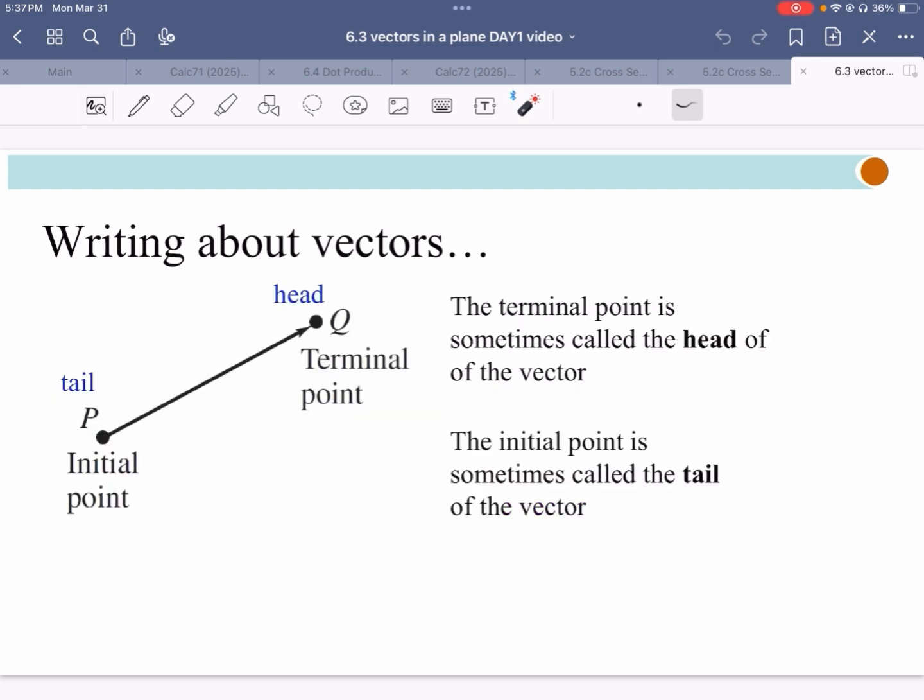Again, when we're writing about vectors, the initial point is sometimes called the tail of the vector, and the terminal point is sometimes called the head of the vector. Sometimes it's called the tip of the vector. It might be helpful to remember the head of the vector by the word arrowhead. That's where the arrow is, and so that's going to be your terminal point.